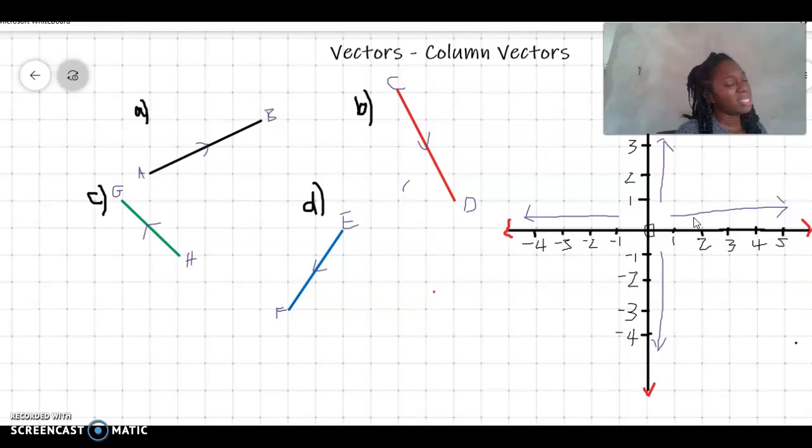So let's look at question A. Question A has a vector AB. What this simply means is that we are moving from A, so A is our starting point, and B is our ending point. We're moving from A to B. To find this column vector, we need to take into consideration the horizontal movement and also the vertical movement. So let us begin.